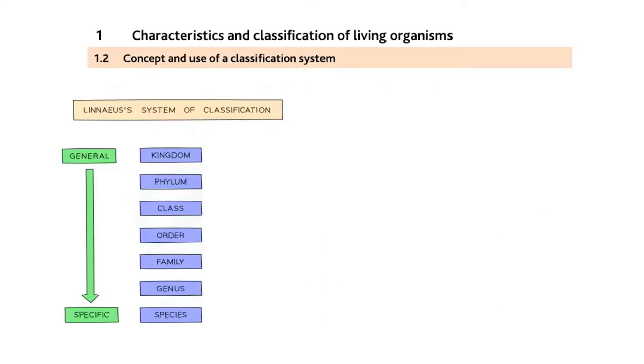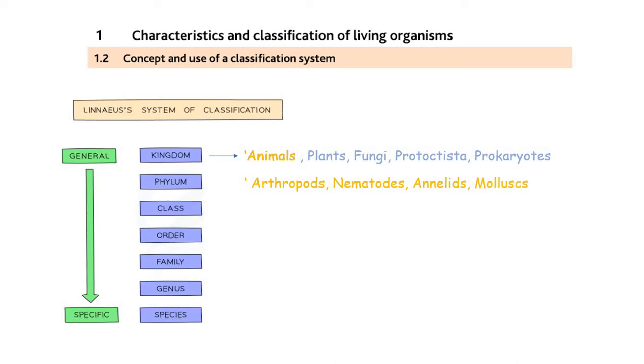Now, from the linear system of classification, it might be confusing for you, but note that we'll basically be learning the 5 kingdoms this year, which are plants, fungi, protoctists, prokaryotes, and also animals. We will also be learning the subdivisions for animals, which are phyla such as arthropods, nematodes, annelids, mollusks, and vertebrates. We will be looking into each one of them, and I'm sure when we look into each one of them, it won't be hard for you.